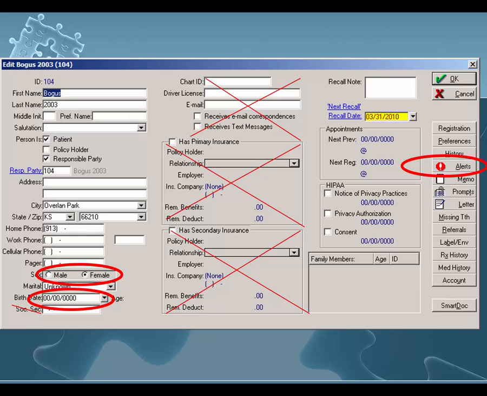When you're looking for your patient, gosh, I don't know. Here it is. I have it. Okay. So here's where all their demographic information goes.